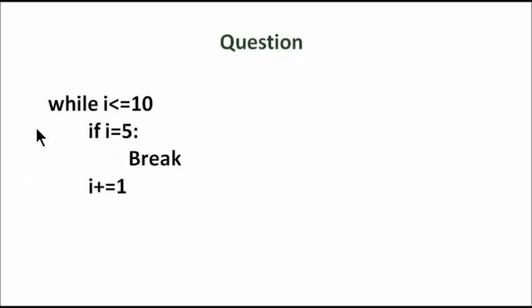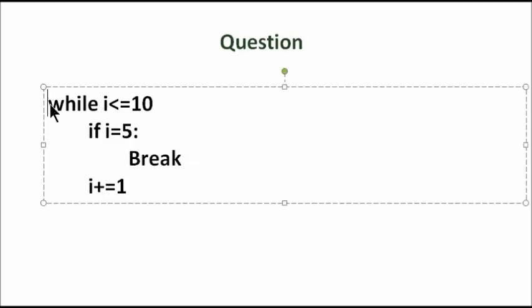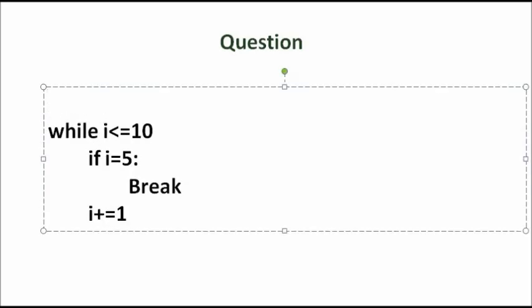Next one: while i <= 10. Is there any error? Yes, i is not defined. Before using a variable, you have to define that variable. Define the variable i with some value, i = some value. I gave 5. Okay. Then again, while i <= 10. At the end of the while loop, you have to put a colon. So this is the second error.